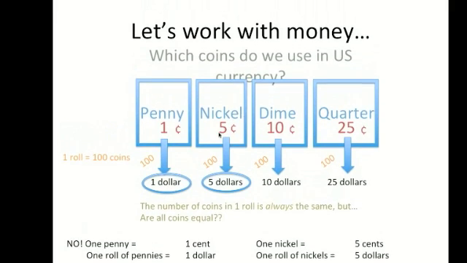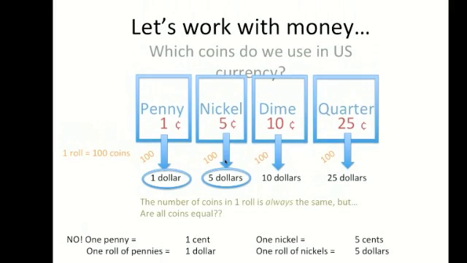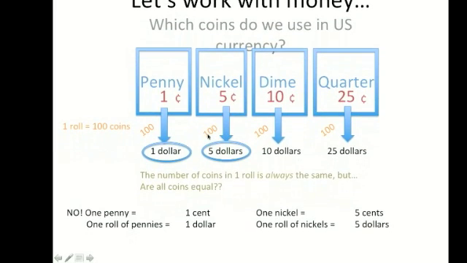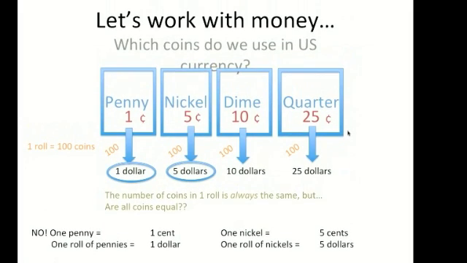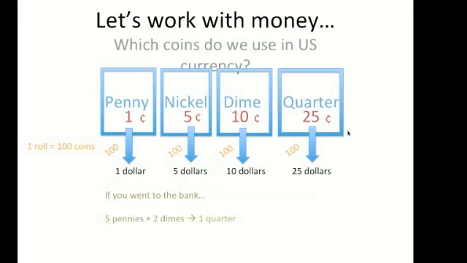If I've got 1 nickel, it's worth 5 cents. But if I've got 1 roll, which is 100 nickels, then I've got $5 of it. Isn't $5 worth a whole lot more than $1? Oh yeah. So even though I've got the same number of nickels as I do pennies, nickels are still much more valuable, aren't they? Don't they weigh a whole lot more in our society? Don't we put a lot more value into them? Absolutely.